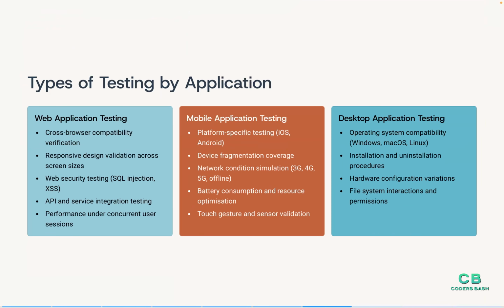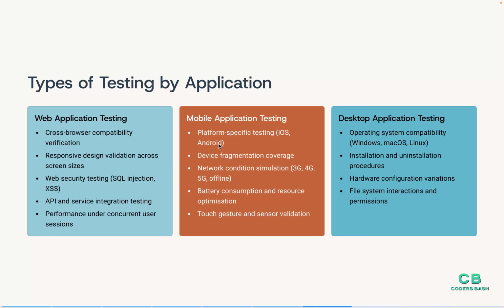Okay, so now we will be discussing types of testing. The first one is web application testing. Here we validate cross browser compatibility. Then we ensure responsive design validation across different screen sizes. And then we check for web security testing like SQL injection and XSS. So all manual and automation related testing we perform under web application testing.